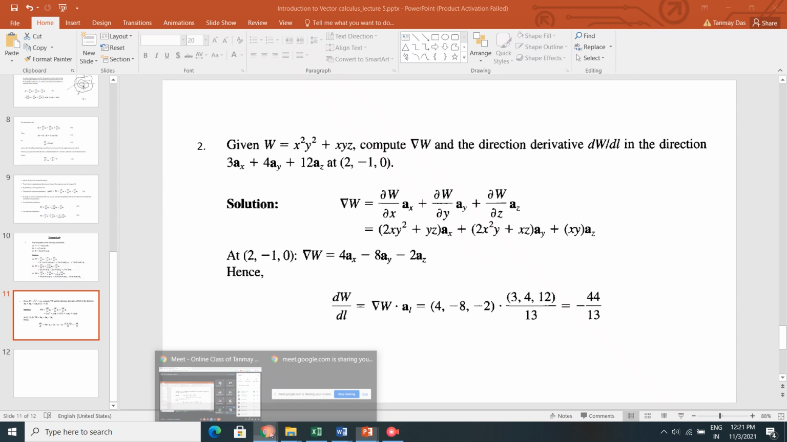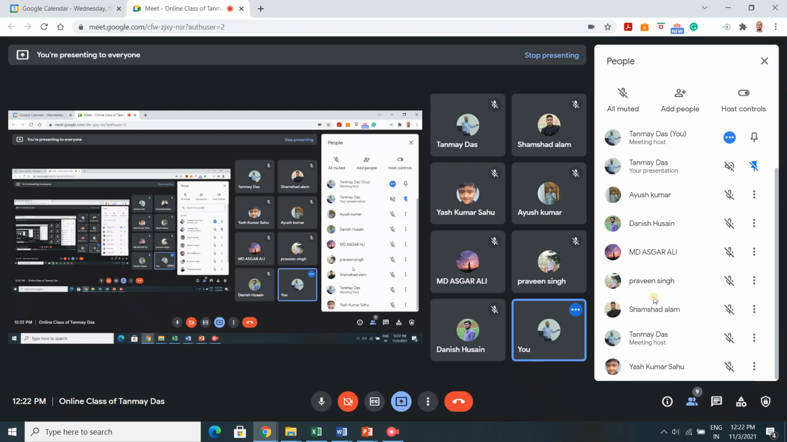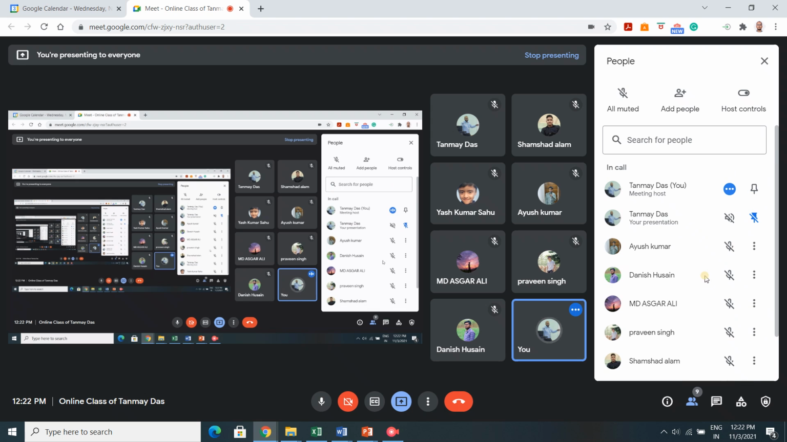And I hope you have understood this particular problem also. Got it? Ayush, any question? Yes, sir. No, sir. Okay. Danish or others? Praveen, Asgar, Shamshed, and Yash. How many are present today? One, two, three, four, five, six. Only six are present.